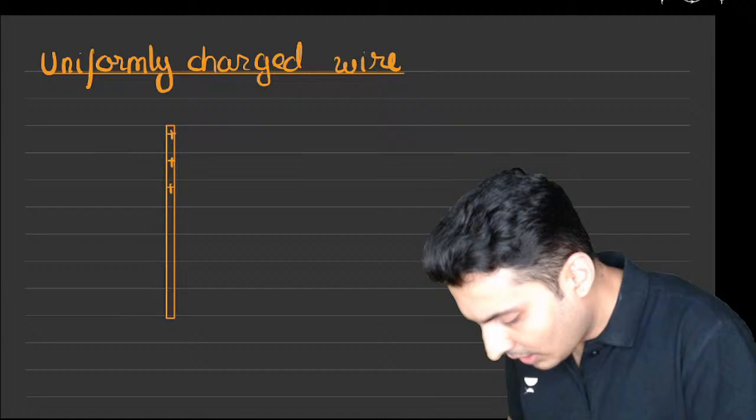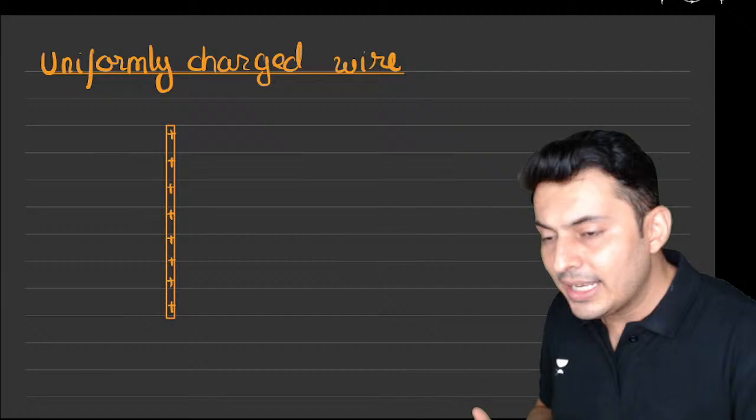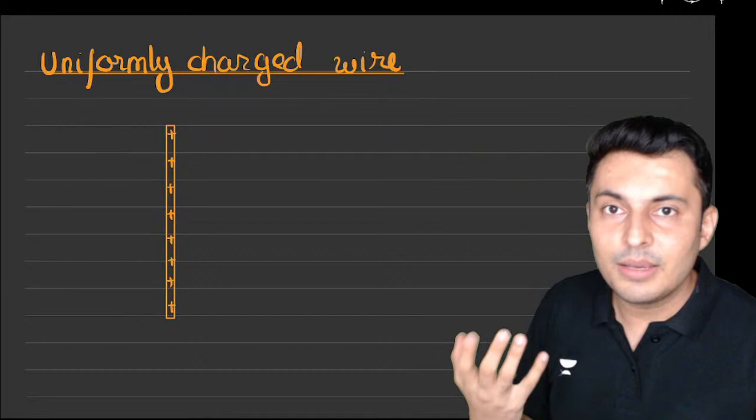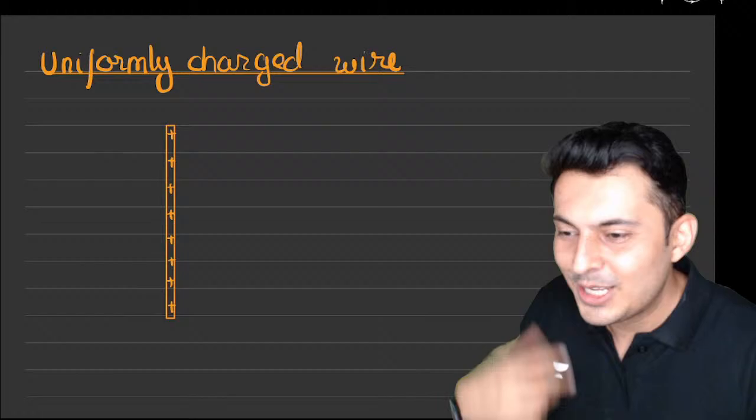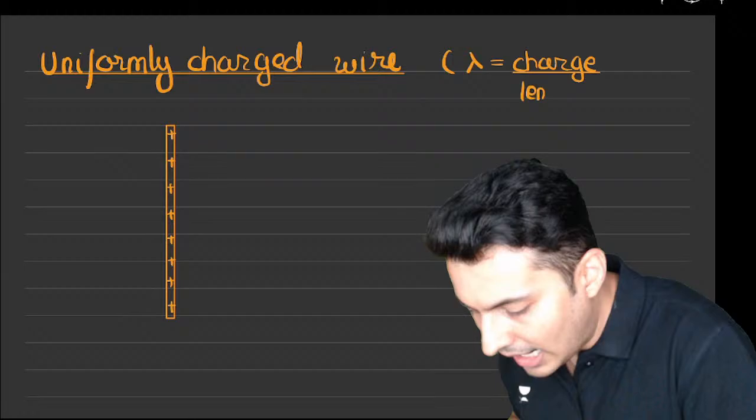So which parameter will you give? Lambda, sigma, or rho? What parameter will you need, guys? Linear charge density, areal charge density, or volume charge density? Obviously the charges are along the length, along the wire, so you would need lambda. So lambda is given, which is basically charge per unit length. I had told you about this in the previous class. Please watch it in case you have missed it.